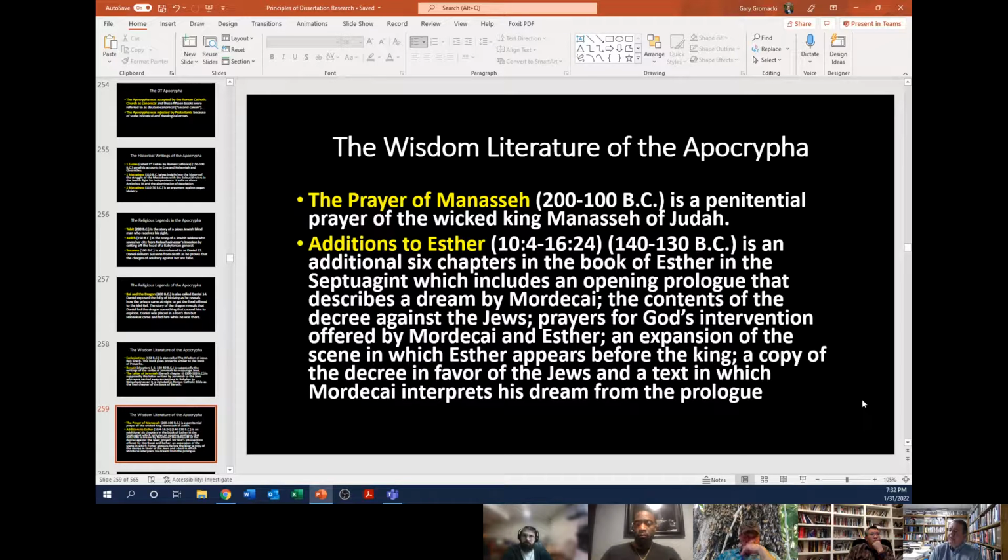Prologue that describes a dream by Mordecai. The contents of the decree against the Jews, the prayers for God's intervention offered by Mordecai and Esther, an expansion of a scene in which Esther appears before the king, a copy of the decree in favor of the Jews, and a text in which Mordecai interprets his dream from the prologue. So these are some additions to the book of Esther.